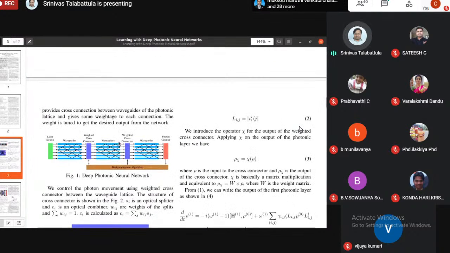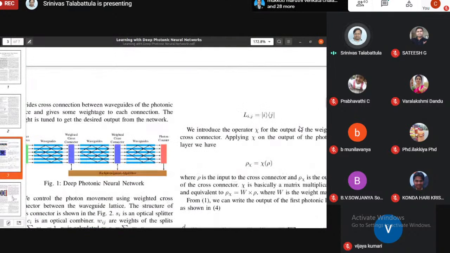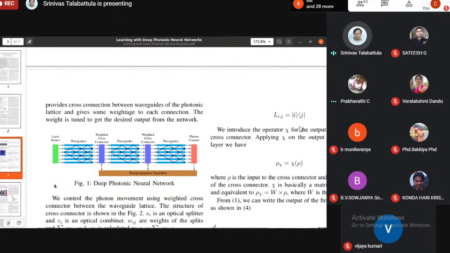So when I zoom it, I suppose the zoomed pattern is appearing, is it not, Mrs. Bhavya? If I zoom on my laptop, it is zoomed in the presentation. Yes, sir. It is zooming, sir. Yeah, that's good. So this is how a deep photonic neural network will look like.